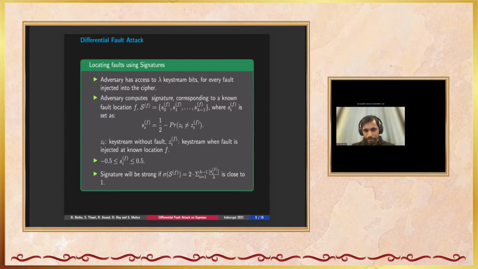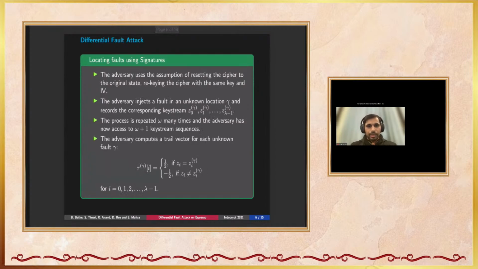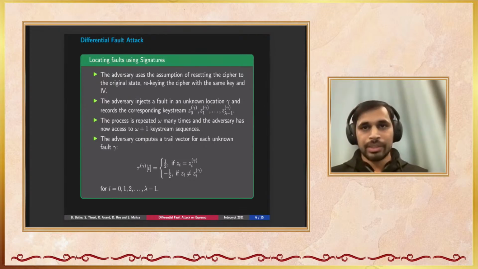As we can see from the formula above, S_i^F will always be between minus 0.5 and 0.5, and the signature is considered to be very strong if the value of the sigma S^F is close to 1. The closer it is to 1, the easier it is to locate where the fault has been injected. Now, in the online phase, the adversary uses the assumption of resetting the cipher to its original state, in which the cipher is rekeyed using the same key and IV, and then the adversary injects a fault in some unknown location, say gamma, and records the corresponding key stream Z_0^gamma, Z_1^gamma to Z_(lambda-1)^gamma, which is known as the faulty key stream.